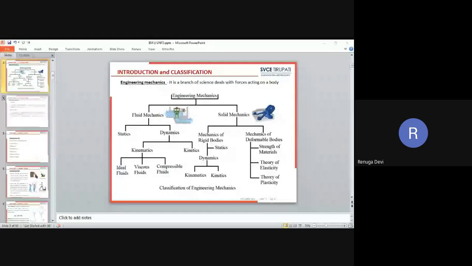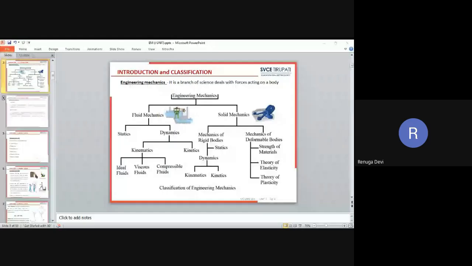Now come to Lami's theorem. It's very important. If a body is in equilibrium under the action of three forces, here you should know about the types of forces. Types of forces are concurrent force, coplanar force, and collinear force. Everything comes under this.